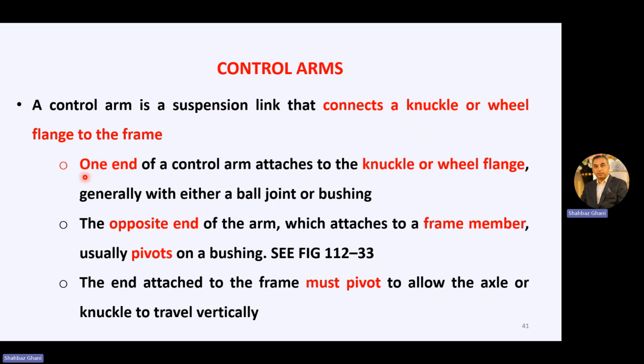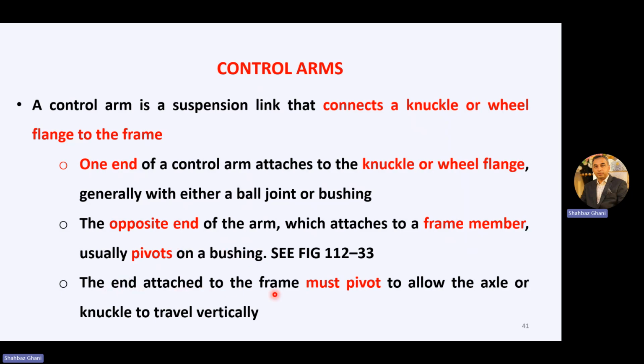So one end of the control arm is attached to the knuckle or wheel flange, generally with either a ball joint or a bushing. The opposite end of the arm attaches to the frame member. So one end is attached to the steering knuckle or the wheel flange with the ball joint, and the other opposite end is attached to the frame member, usually pivoting on a bushing. So on one side it is attached to the wheel and on the other side it is attached to the frame.